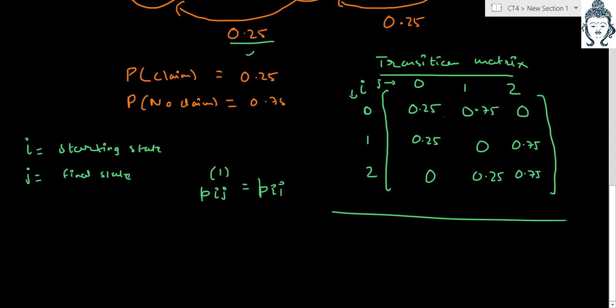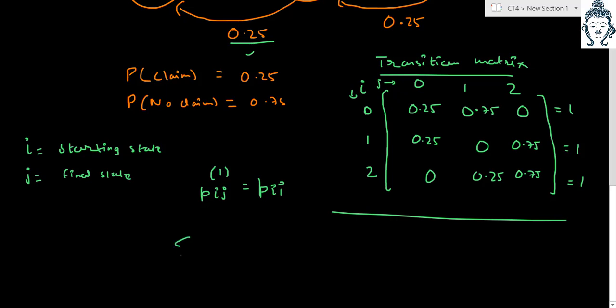to 1. See, 0.25 plus 0.75 is 1 in the first case. In the second case as well, 0.25 and 0.75 is 1. And even in the third case, 0.25 plus 0.75 is 1. Now, why is that? These events are mutually exclusive and exhaustive events. That means that if you are in state 0 in the first year, you'll either be in 0, 1 or 2. You'll have to be in any of these states in the next year. So these are all the possible outcomes and they cannot happen together. So their probabilities will add up to 1.